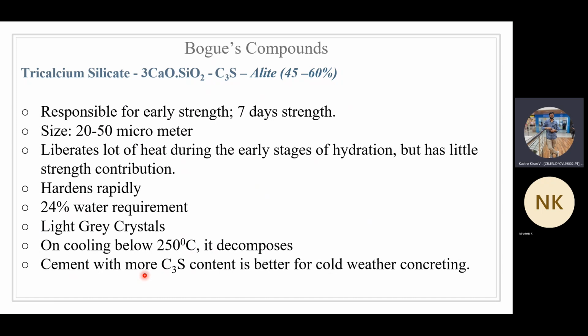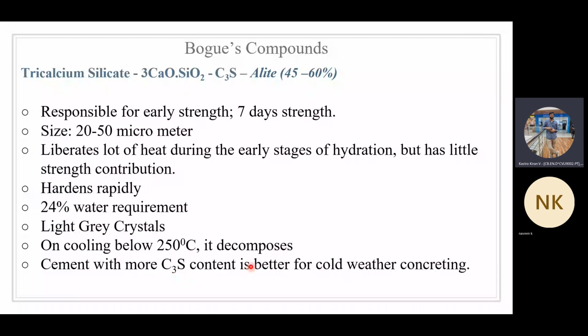So what type of cement do we use in cold weather regions? We use rapid hardening cement or quick setting cement. So what will be there in the rapid hardening cement? C3S content will be more in such kind of cement. Why is the rapid hardening happening? It is because of the presence of the C3S compound. So that's the importance of tricalcium silicate.